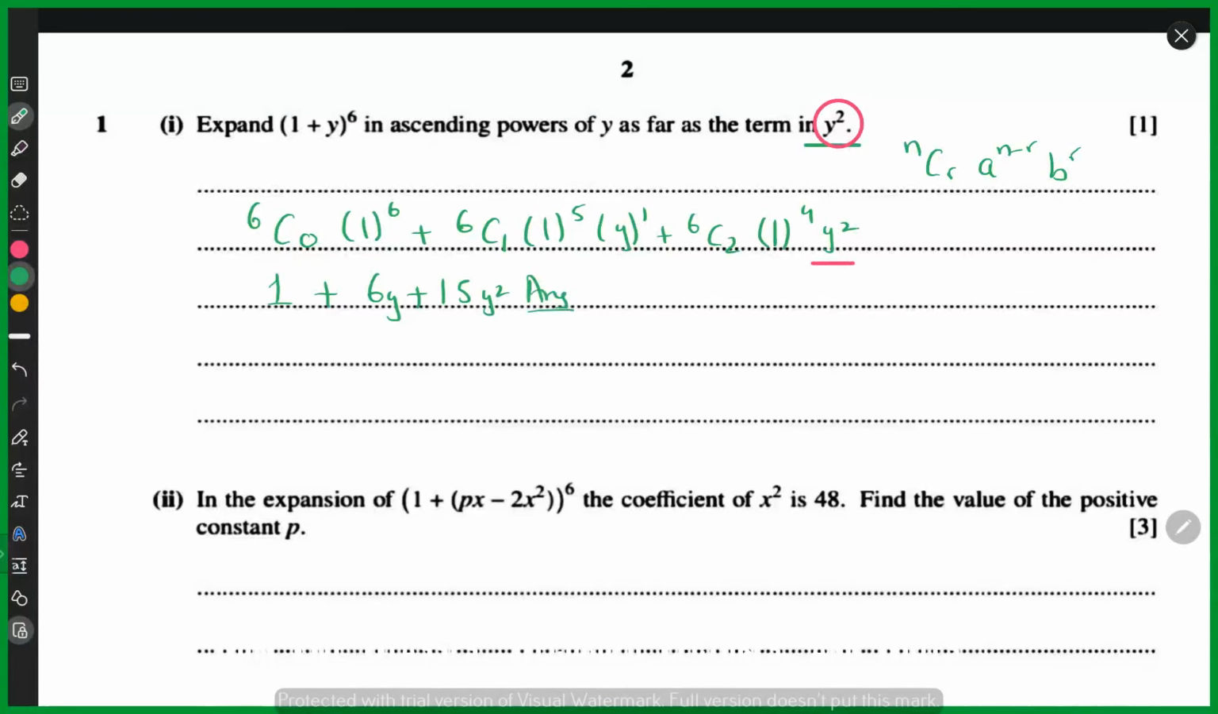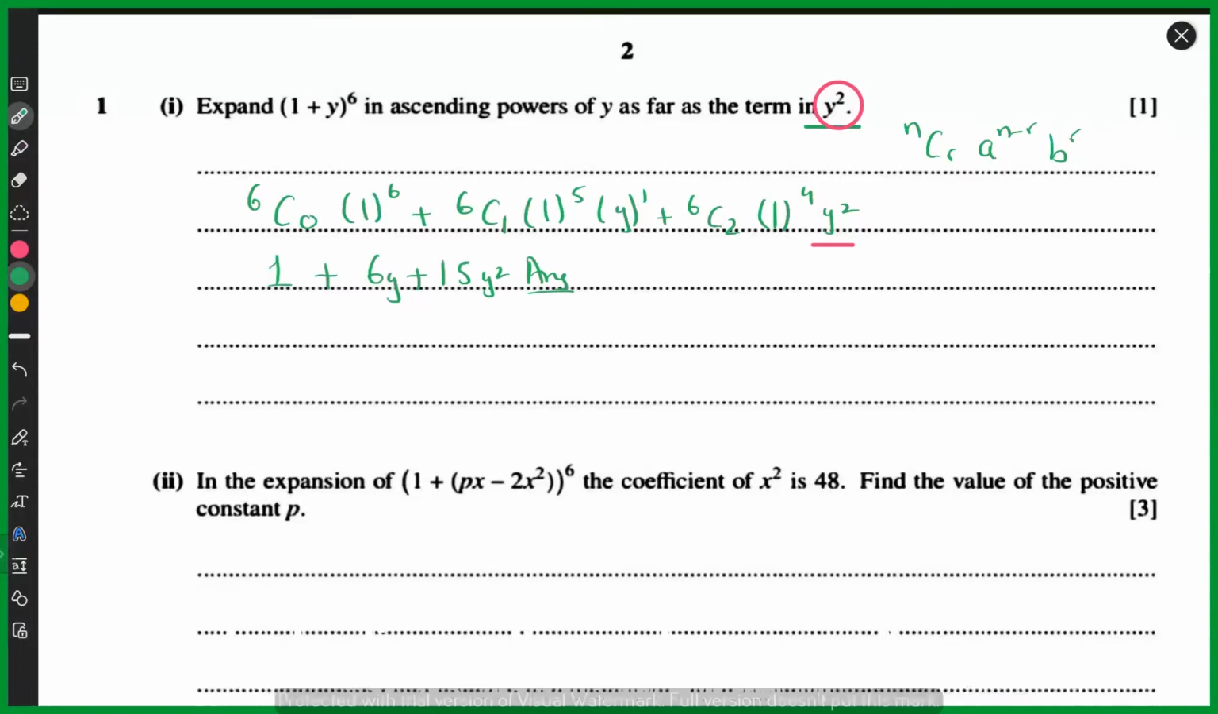We did not spend a lot of time thinking about which r to be used. You were only supposed to use r equals 0, 1, 2, and we got the expansion. I hope that this part would be clear.